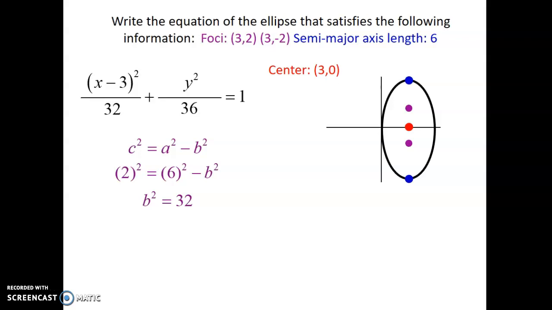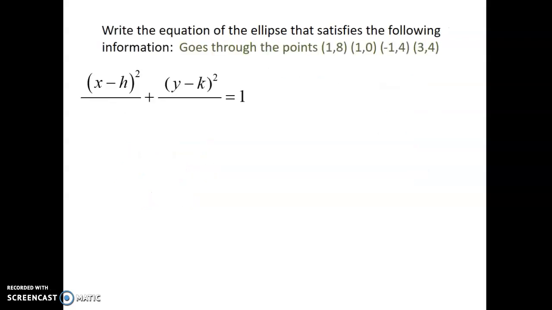All right, the last type of these that we're going to see is where we're given an ellipse that goes through the following 4 points. Okay, so what we're going to do is, again, graph these. 1, 8 is up top. 1, 0 is on the x-axis. Negative 1, 4, and 3, 4. Those make up the endpoints of our ellipse. Okay, now, if you couldn't tell it by the graph, you should be able to tell it by the distances between the points. Okay, the center point, right smack dab in the center.